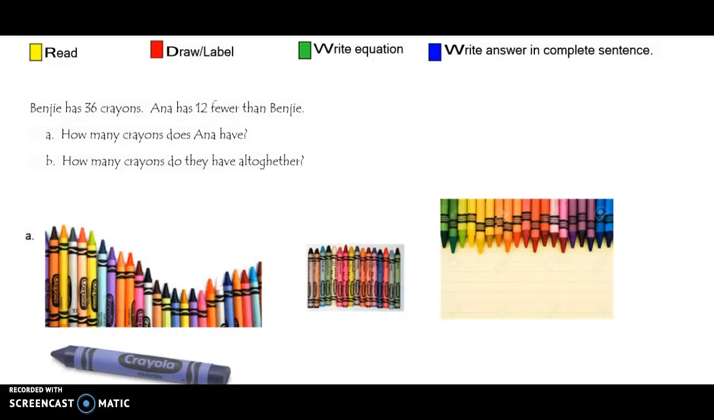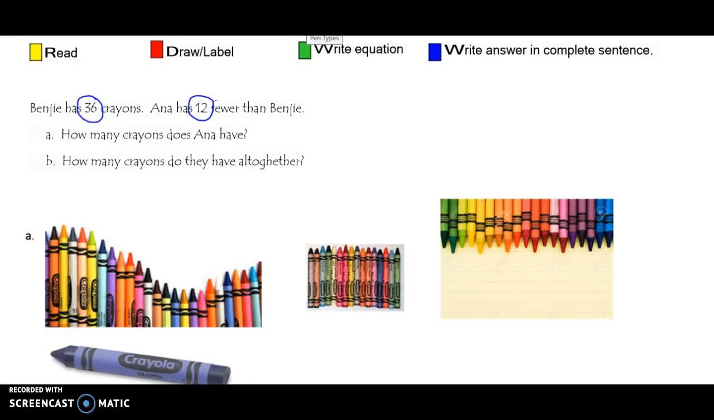How many crayons does Anna have for part A? And then B, how many crayons do they have all together? So go ahead and let's go back and identify that important information. So we've got 36 crayons, so if you would circle 36. And then we have the number 12 fewer, so circle 36 and 12.